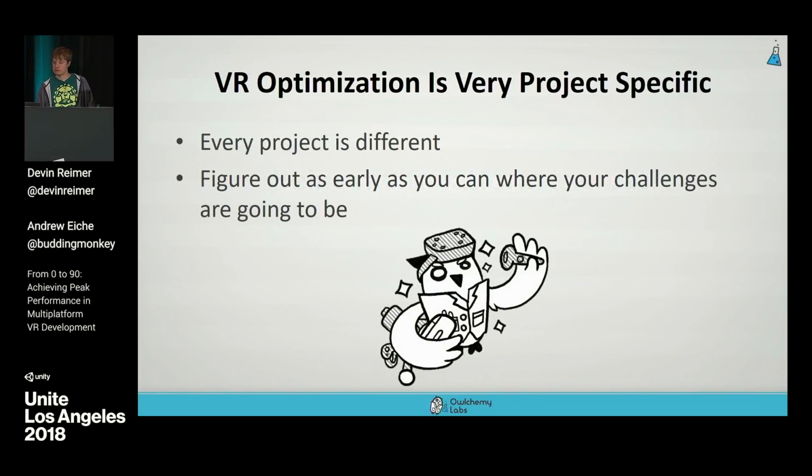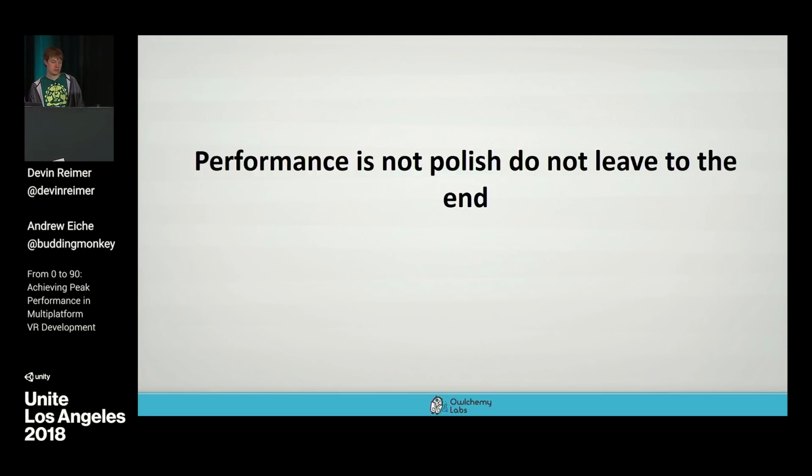And if there's one big takeaway from this talk, it's that VR optimization is incredibly project specific. So you hear us talk about a lot of techniques that benefited us, but every project is different. So you're going to have to look into your own project and see where the challenges are. We talked about the design challenges, or different techniques and technologies that you can use. So that's a place for you to explore. And kind of a closing thought here, performance is not polish, so do not leave it to the end.